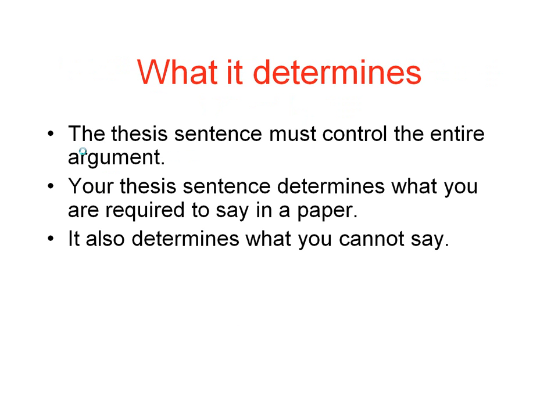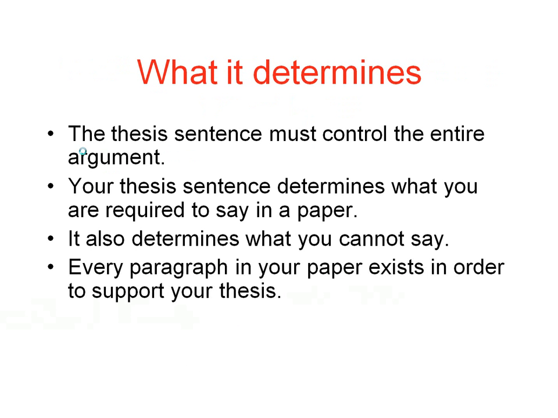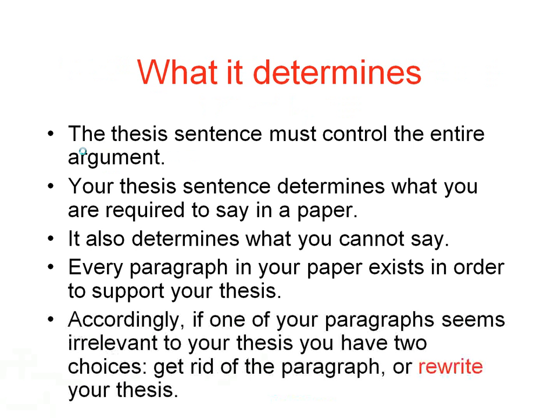It also determines what you cannot say. You cannot, in an essay, wander from the point. You must make your point at the very beginning in your thesis statement, and you stick to that. Now, you can have multiple points. You can have A, B, and C. Okay, that's fine. And then your paper unfolds A, B, and C. That's okay. But you can't have D. If you don't have a D in the thesis statement, you can't have D in the paper. Every paragraph in your paper exists for one reason only, and that's in order to support your thesis. That's what it does. Accordingly, if one of your paragraphs seems irrelevant to your thesis, you have two choices. These are good choices. Either get rid of the paragraph, just drop it, or rewrite your thesis.